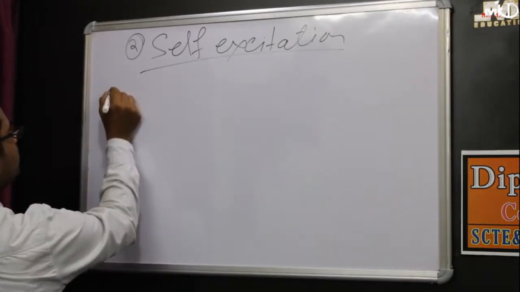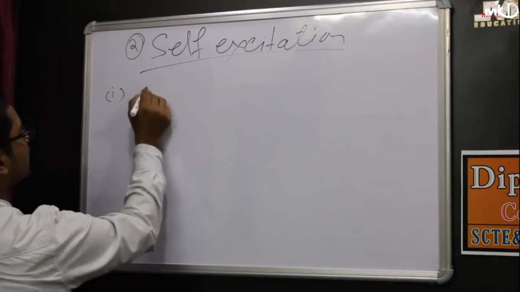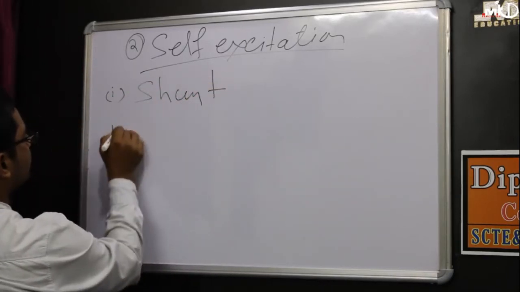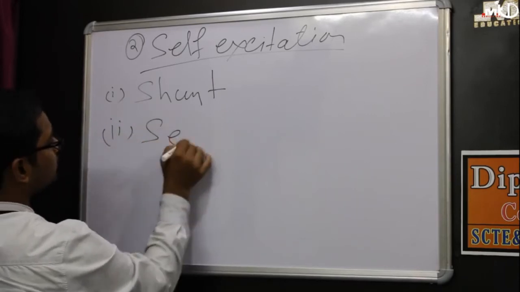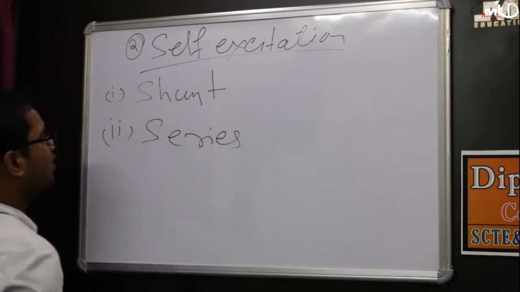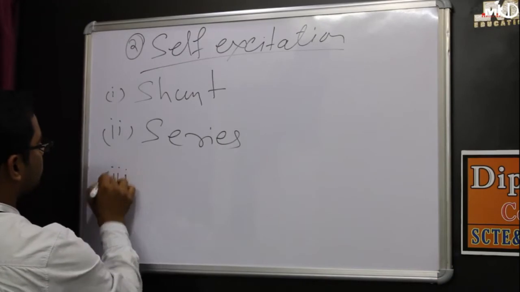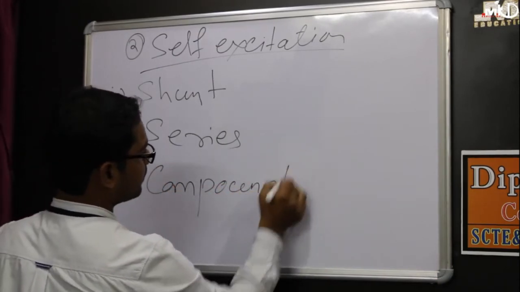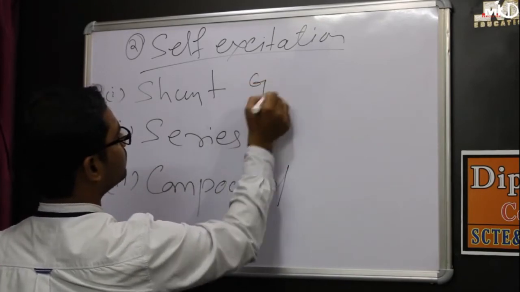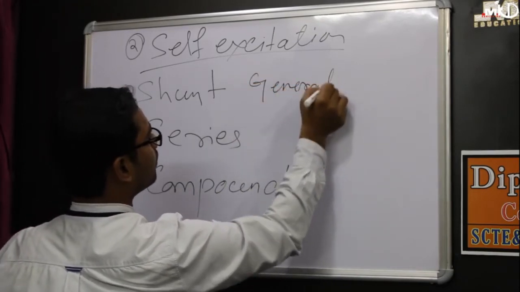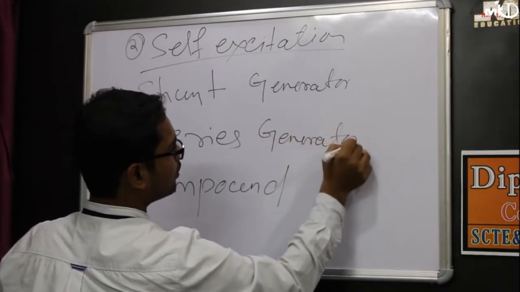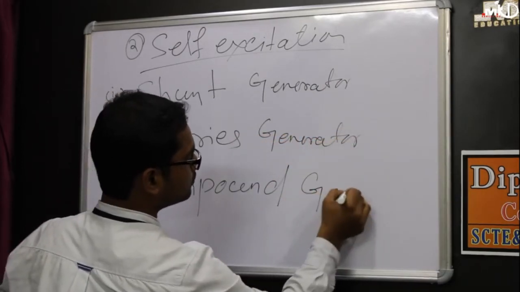First one is your shunt. Second one is your series. Then third one is your compound. So shunt generator, series generator, then compound generator.